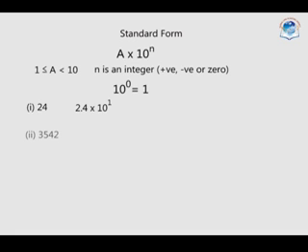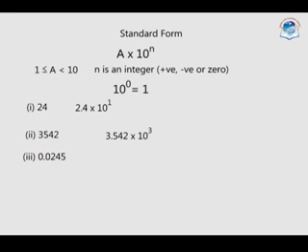If we had 3,542, conventionally the decimal point is here. It thus moves 3 steps to the left, so we have 3.542 times 10 raised to power 3.